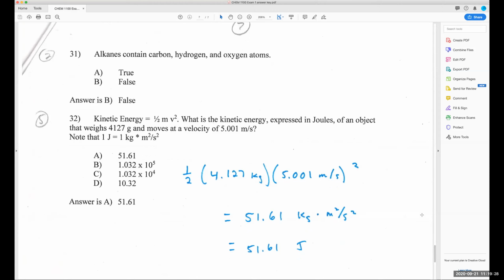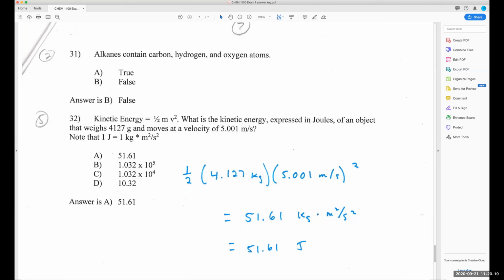So there's a couple of things we needed to remember. One is looking at the note saying that the units for joule are also kilogram meters squared per second squared. And that tells us that our mass, in order to match up with those units, has to be converted to kilograms. And our velocity needs to be in meters per second. So if we look at the data we're given, we have 4,127 grams. That has to get converted to kilograms, so we multiply by 10 to the minus 3. We slide the decimal place over 3 times and we get 4.127 kilograms.